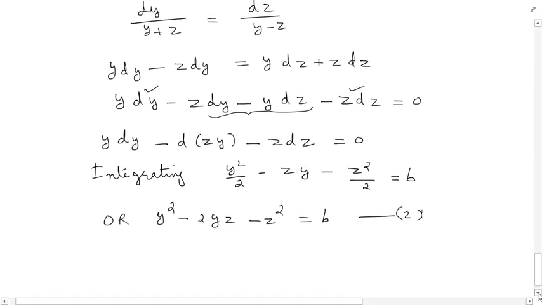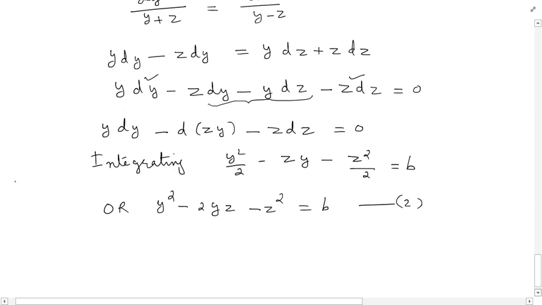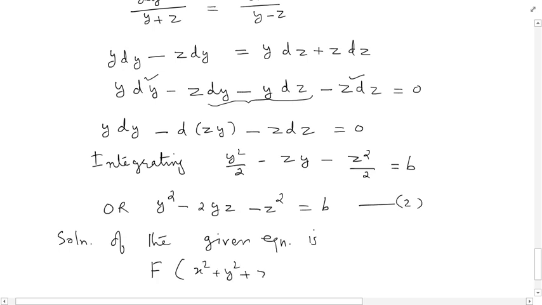Now by using the theorem, we can write down the solution of the given equation in the form f of u, v equal to 0. In this case u is x square plus y square plus z square, and the second term v is y square minus 2yz minus z square. Therefore this function will be equal to 0.